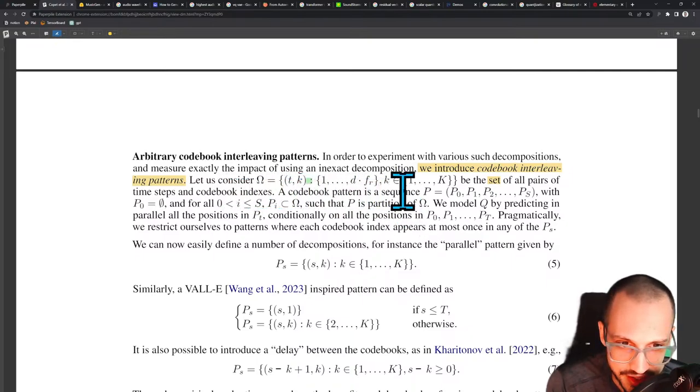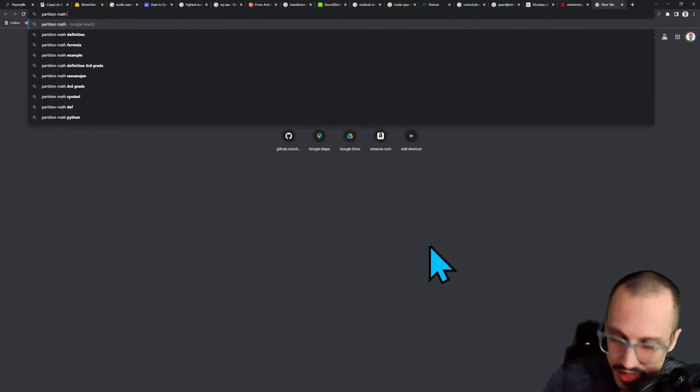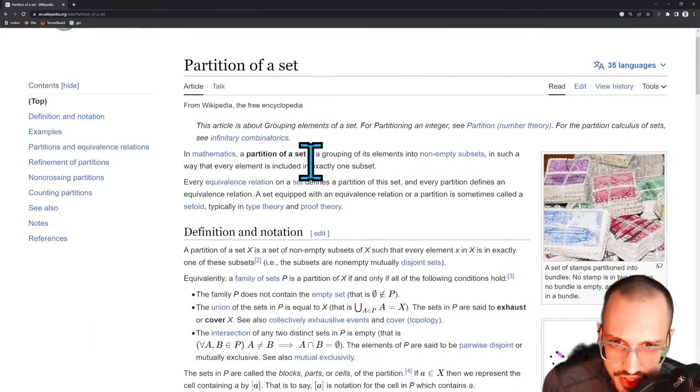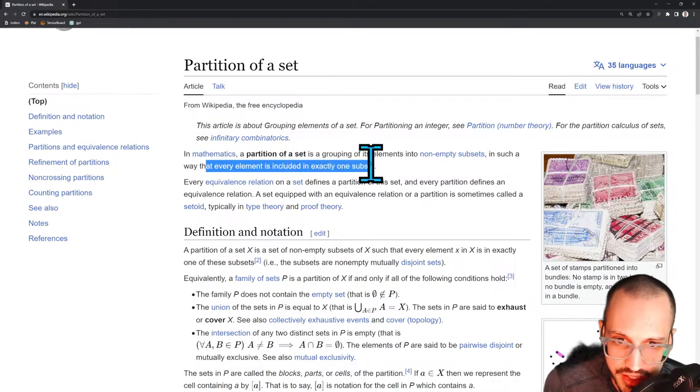A codebook pattern is a sequence P. Okay, so they're introducing a new thing here. Codebook pattern, which is P, goes from 0 all the way to S with P0 equals null. And for all 0 less than I less than or equal to S, PI is a partition of Omega. Let's look up the formal definition of partition math. Partition of a set. This is exactly what we want. A partition of a set is a grouping of its elements into non-empty subsets in such a way that every element is included in exactly one subset.